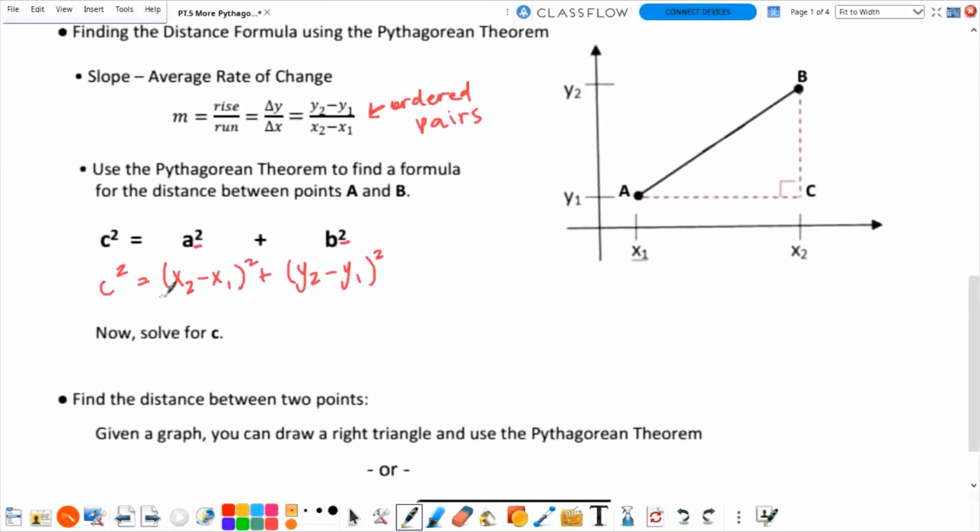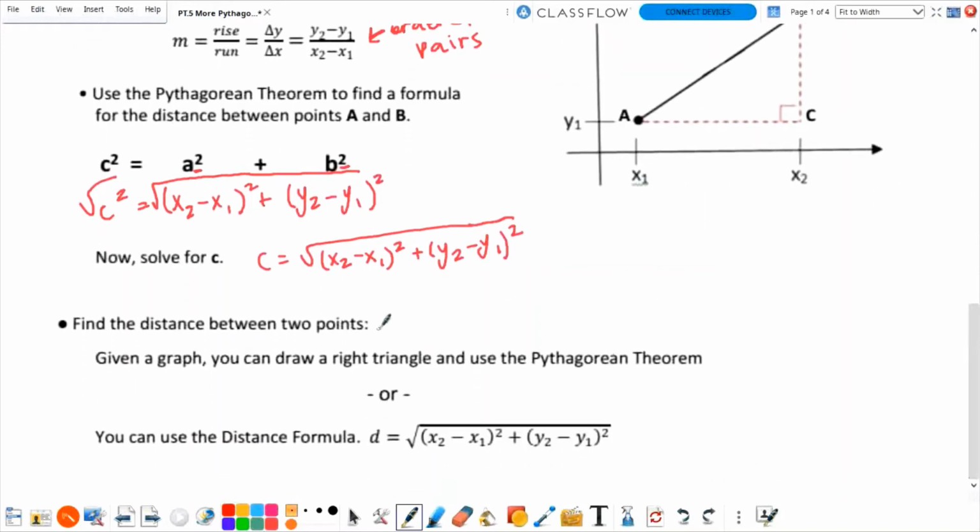And it wants us to solve for C. So we have C squared, so the only thing we have to do is take the square root of both sides. So C equals the square root of x sub 2 minus x sub 1 squared plus y sub 2 minus y sub 1 squared. And now, essentially, how we got this isn't really the most important part, but it's that you understand the distance formula, okay? So this is our distance formula.